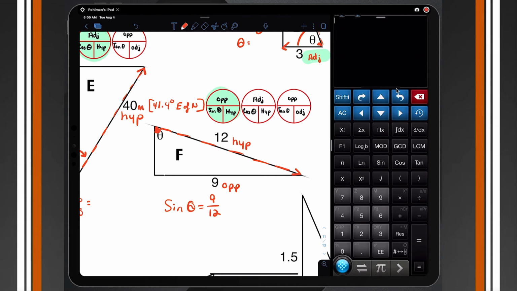We're not trying to find the decimal value, we're trying to find the angle. So we'll have inverse sine. We'll go 9 divided by 12, close it up. We get 12 meters with an angle of 48.6 degrees. And this one, if we're describing this, this is to the south, so this would be east of south.